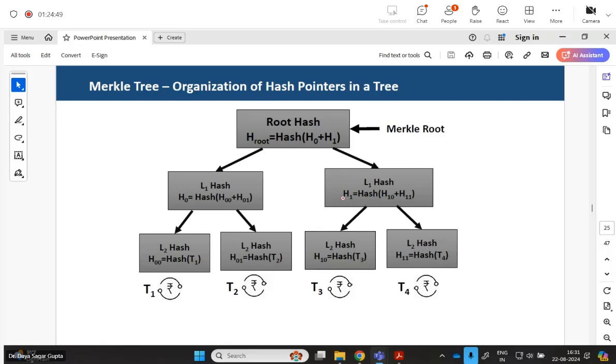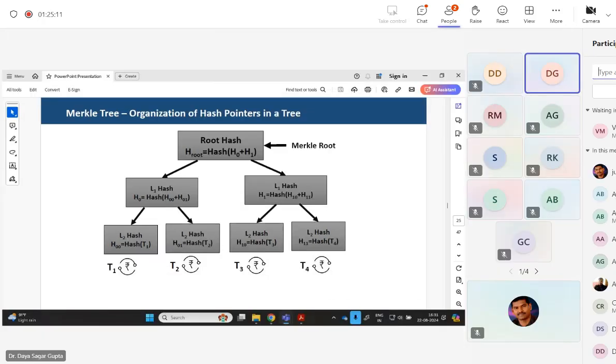Now on the root level, since now there are 2, again we combine them. Whatever we get as H0 and whatever we get as H1, we concatenate and find its hash. This is called H root. This H root is stored instead of the transactions. Are you following me?